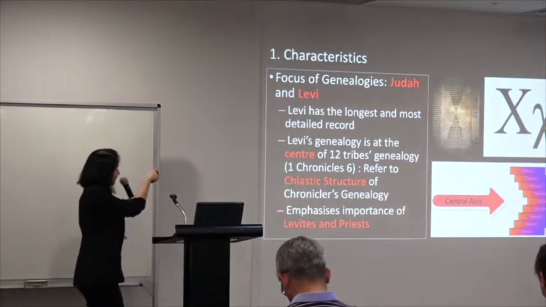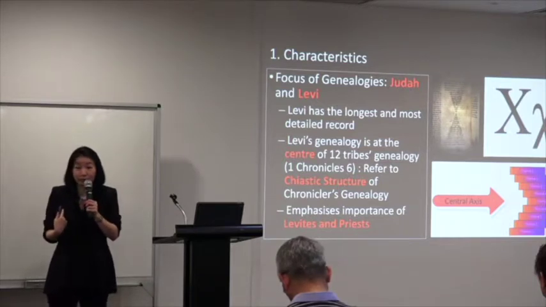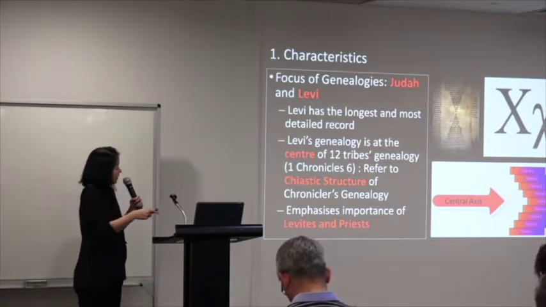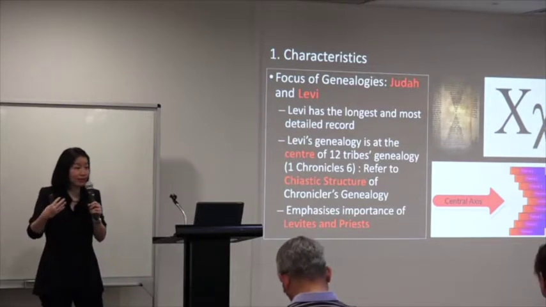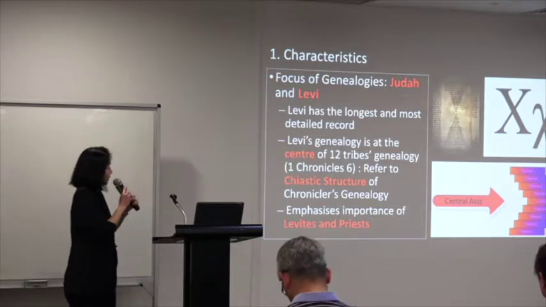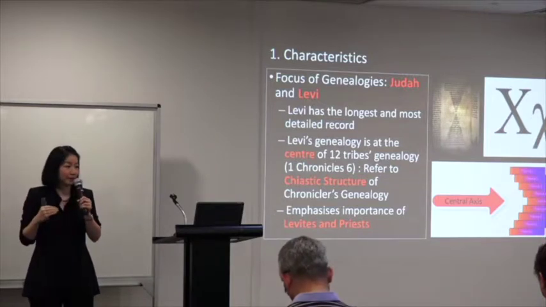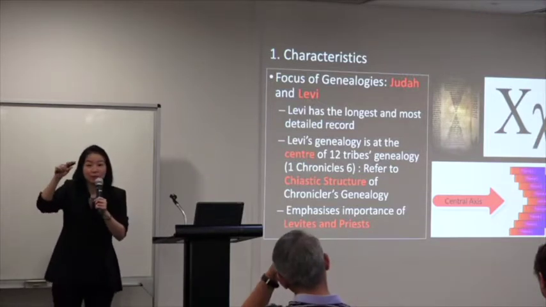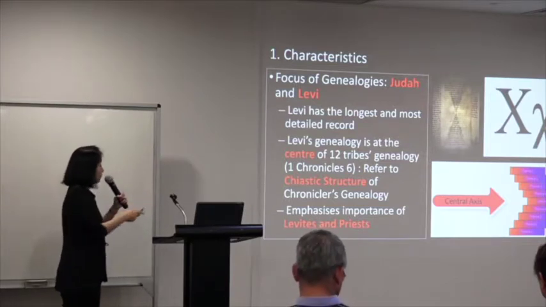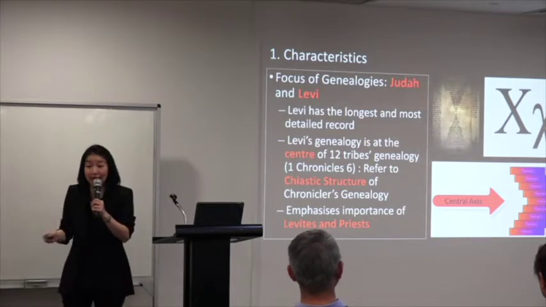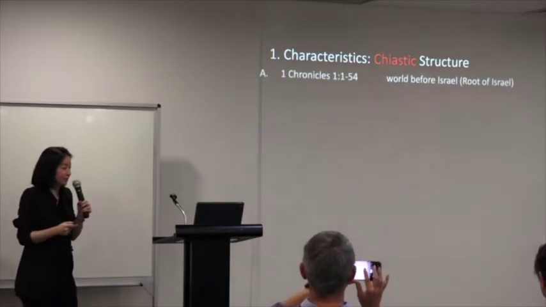And you will see this Greek letter key. It's an X in our English alphabet. This letter key is the kind of structure that the Chronicles genealogy is written in. We call it a chiastic. Chiastic structure is one where you have theme number 1, 2, 3, 4, 5, 5, 4, 3, 2, 1. So it is repeated. And the most important point is 5. And the emphasis of all of the 12 tribes, at the center of the entire genealogy, would be Levites and priests.